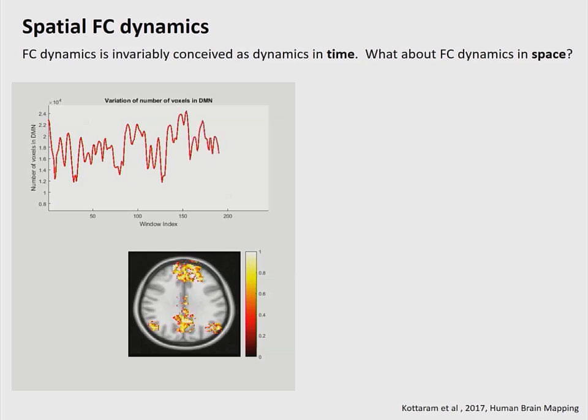We allow networks, canonical resting state networks, to grow and shrink as a function of time, as I've shown here for the default mode network. We characterize those spatial dynamics based on the volume of the network, so the number of voxels that comprise the network at each time point. So for each sliding window position, we characterize the volume.